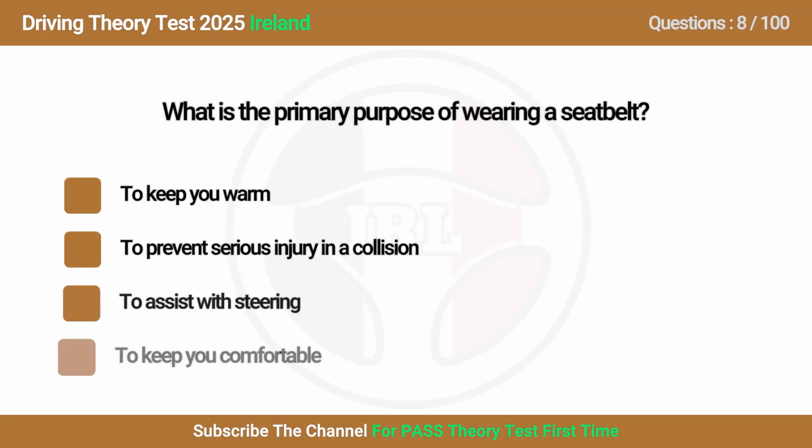Question 8. What is the primary purpose of wearing a seat belt? A. To keep you warm. B. To prevent serious injury in a collision. C. To assist with steering. D. To keep you comfortable.